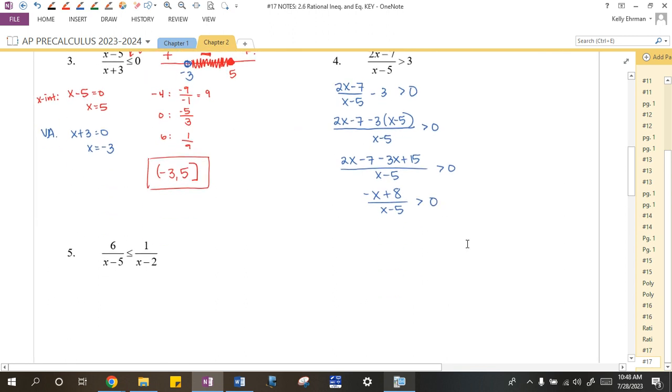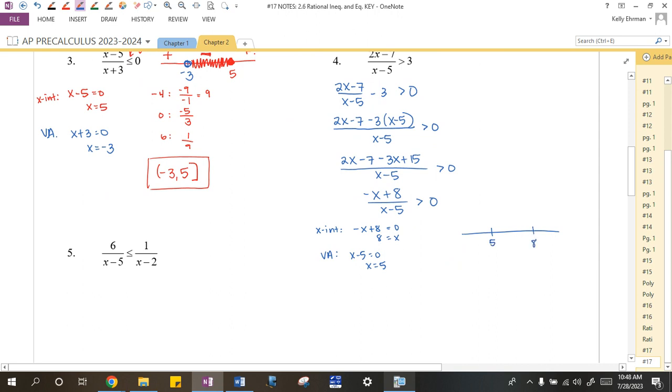From this point, find your critical numbers. So the x-intercept comes from the numerator. When is negative x plus 8 equal to 0? I would just add x to the other side: x equals 8. The vertical asymptote is when x minus 5 equals 0, x equals 5. Get these on a number line. 5 is to the left of 8.